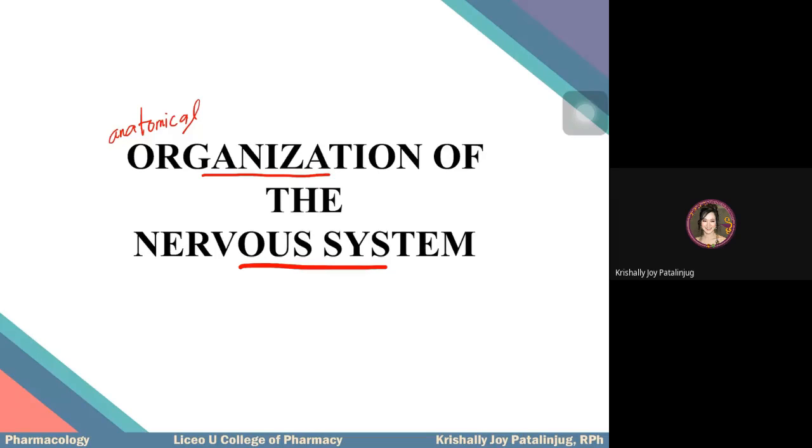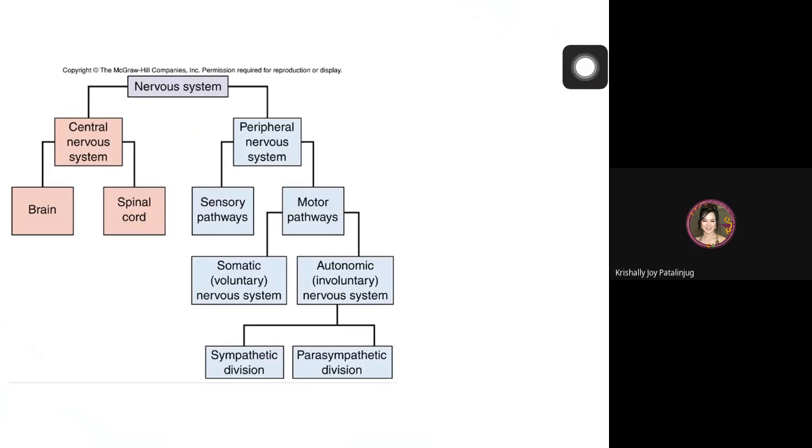When we talk of the anatomical organization of the nervous system, there are actually three organs that are found here. Again, meron tayong tatlong organ found in the nervous system. Number one, of course, we have the brain. Second, we have the spinal cord. And lastly, the neurons. Neurons, parte din to ng nervous system. I repeat, we have the brain, the spinal cord, and these neurons. They are found in the nervous system.